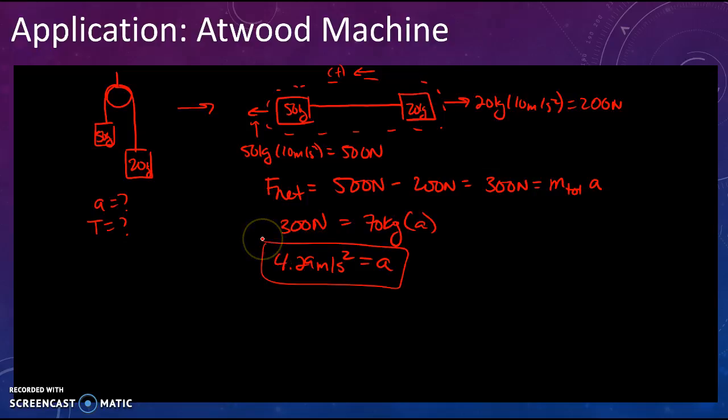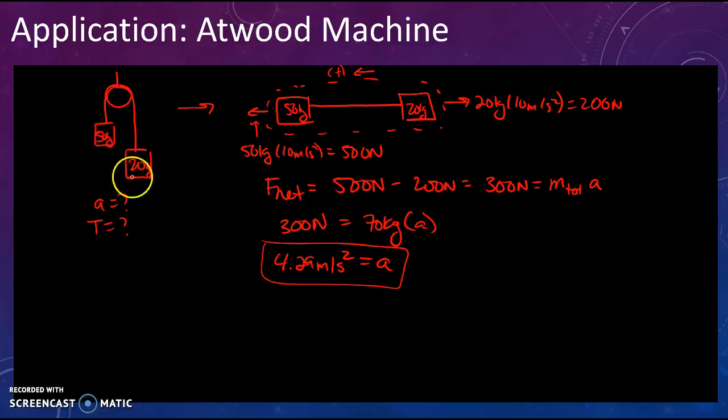That's pretty cool. I don't even have to worry about the tension at all. The mathematics is very straightforward, very simple. I just have to keep in mind for these types of problems what forces are acting on the 20, what forces are acting on the 50, and what direction they're going in. Okay, but I did want to solve for tension as well. So now what do we do?